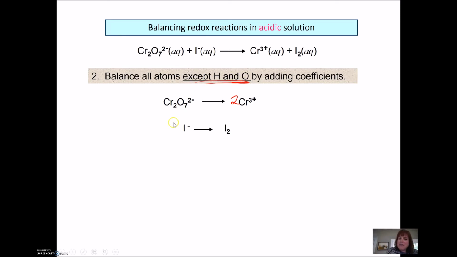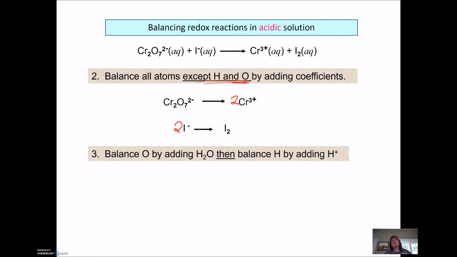So I'm going to go to my next half reaction. I see I have 1 iodine and I have 2 iodine on this side. So I'm going to put a 2 right there. So now my iodines are balanced. Now we're going to deal with the oxygens and the hydrogens.